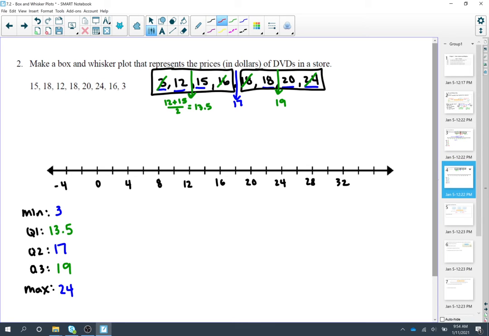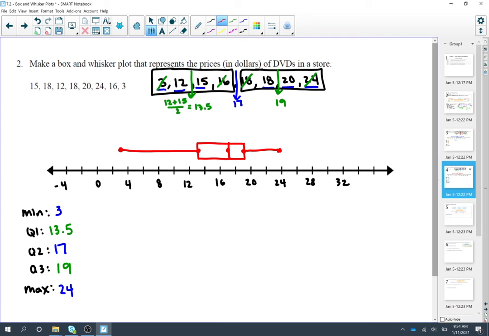So minimum is at 3. Put it above, not on. 13 and a half, 17, 19, 24. 3 in the middle, get vertical lines. These are going to make your box. And again, don't touch the number line. Make sure it's above the number line. And then whiskers. And then don't forget to label.